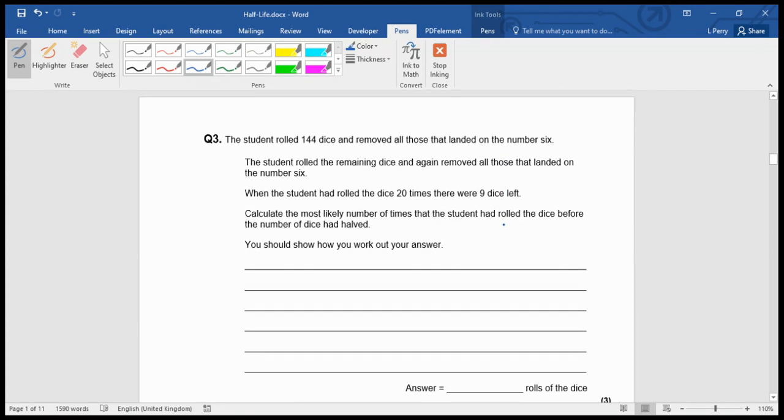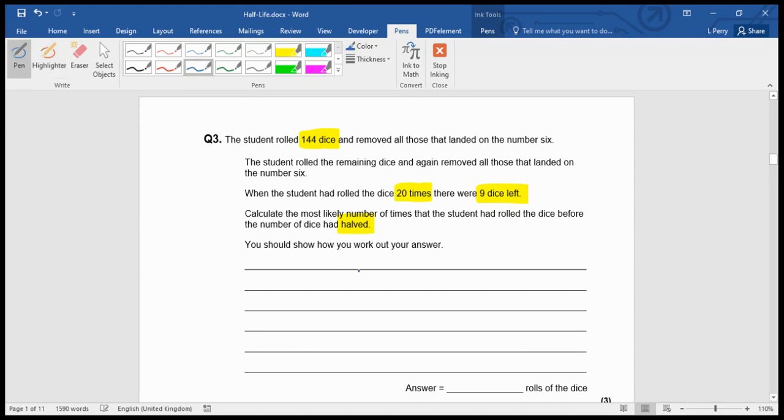Right, they've put this one in a different situation. The student rolled 144 dice and removed all those that landed on the number 6. The student rolled the remaining dice again, removed all those that landed on the number 6. When the student had rolled 20 times, there were 9 dice left. Calculate the most likely number of times that the student had rolled the dice before the number of dice had halved. This is a half-life question. So we are being asked to find the half-life, but in dice rolls, not in normal time.